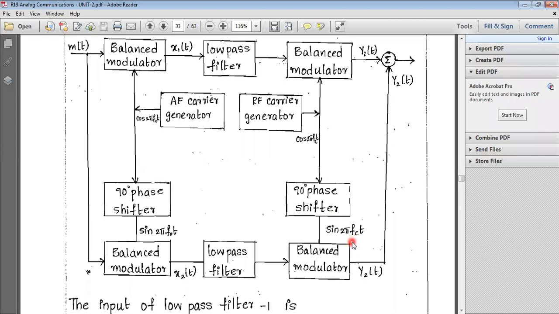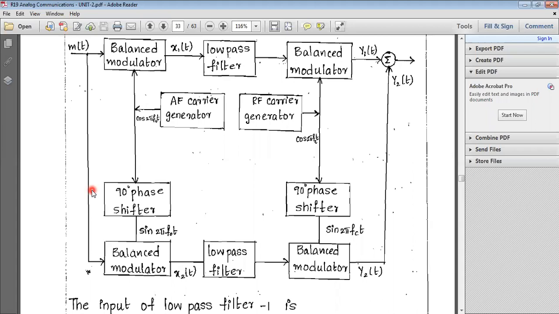If you observe the previous circuit and this circuit, here for m of t, there is no phase shifter. It is directly connected to the balanced modulator. In the previous technique, we have a 90 degrees phase shifter, that is to generate the out of phase signal. Here we use a 90 degrees phase shifter and a minus 90 degrees phase shifter. So from m cap of t and m of t, we generate the SSB wave.